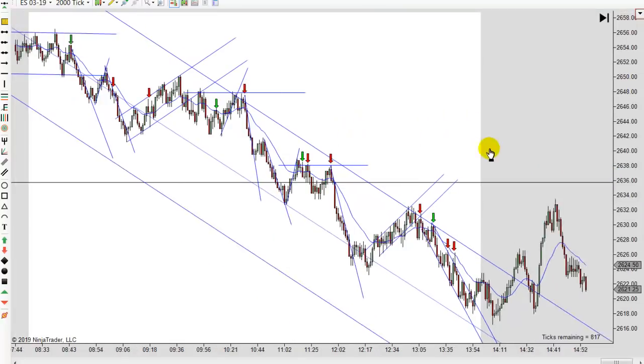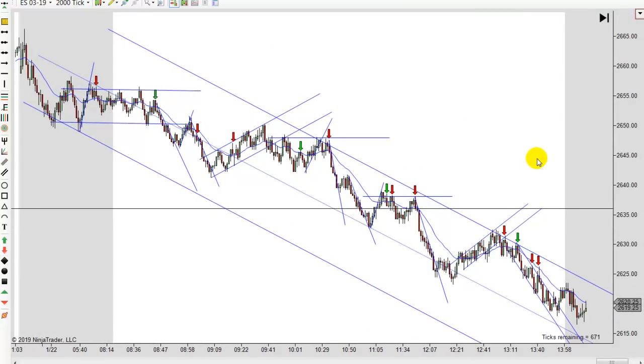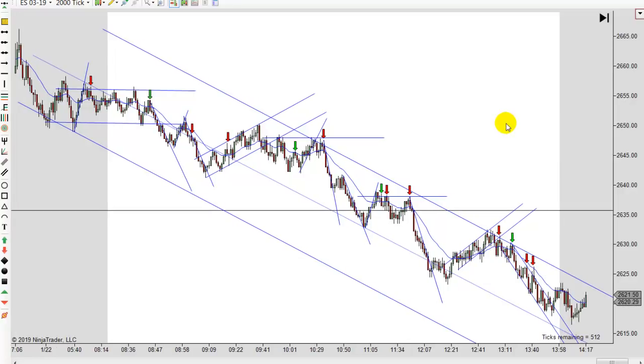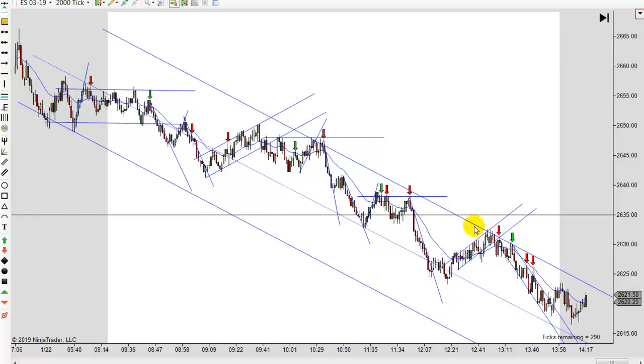But the key is just stay with the trend. It really is. So if you sold any of these pullbacks to the key entry points, the EMA, the support resistance, or the trend line today, you probably did okay.